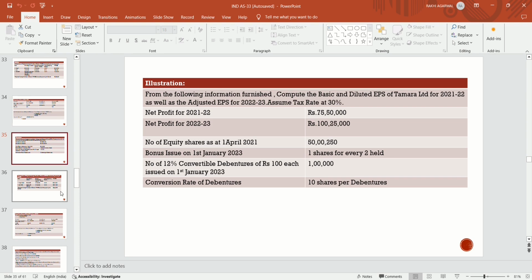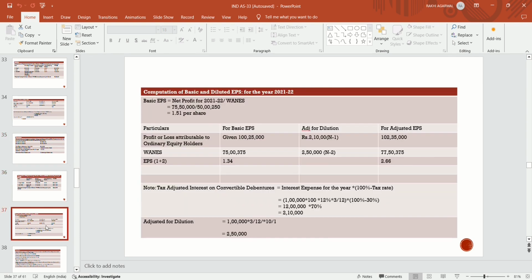So the basic EPS for that year is the net profit for the financial year 21-22, 75 lakh 50,000, divided by the number of shares outstanding during the financial year 21, that is 50 lakhs 250. So 75 lakh 50,000 divided by 50 lakh 250 becomes 1.51 per share. So this is how we calculate the basic EPS of the financial year 2021.